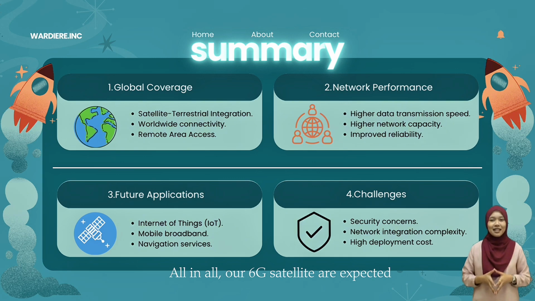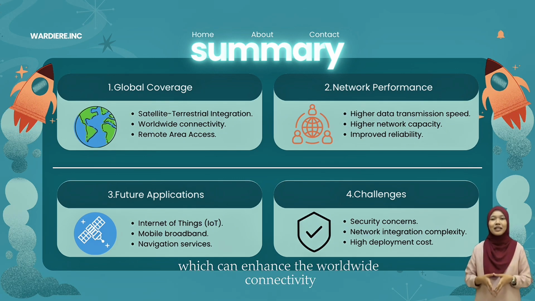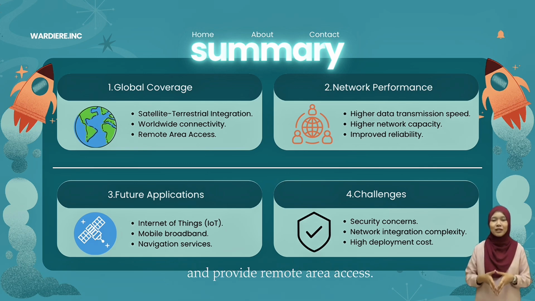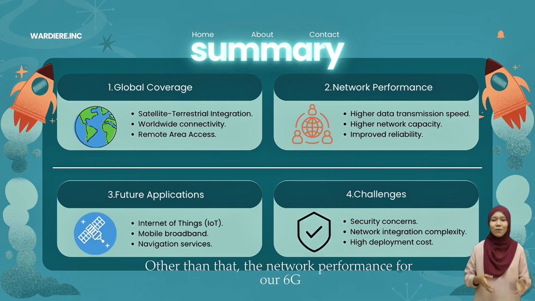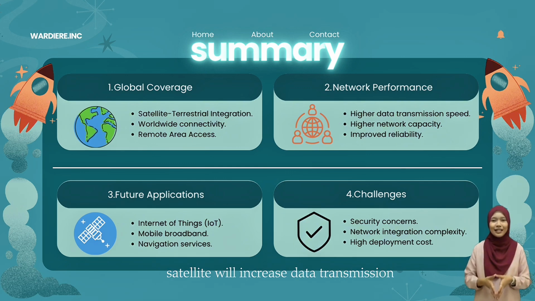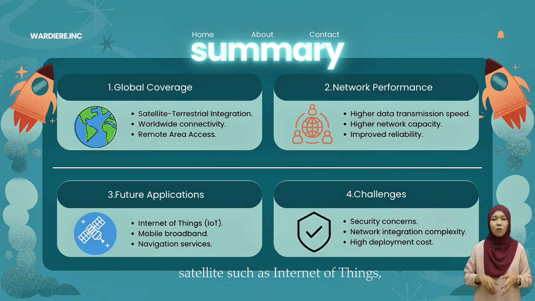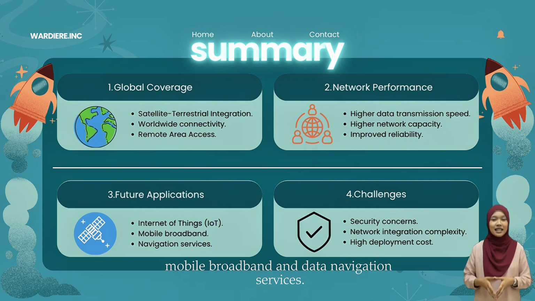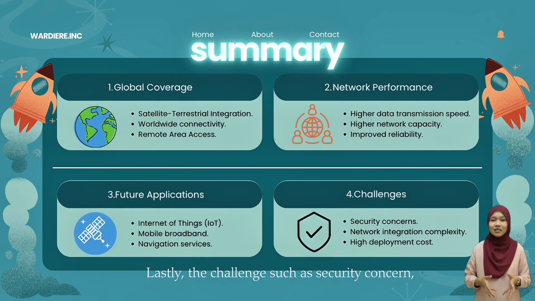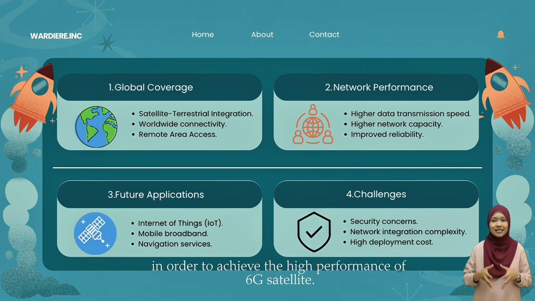All in all, 6G satellites are expected to expand the global coverage by integration of terrestrial and satellite networks, which can enhance worldwide connectivity and provide remote area access. Other than that, the network performance of 6G satellites will increase data transmission speeds and network capacity while improving reliability. Next, more future applications can be enabled by 6G satellites such as Internet of Things, mobile broadband, and data navigation services. Lastly, challenges such as security concerns, network navigation complexity, and high deployment costs are expected in order to achieve the high performance of 6G satellites.